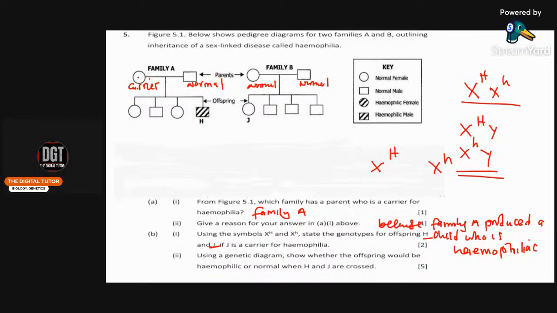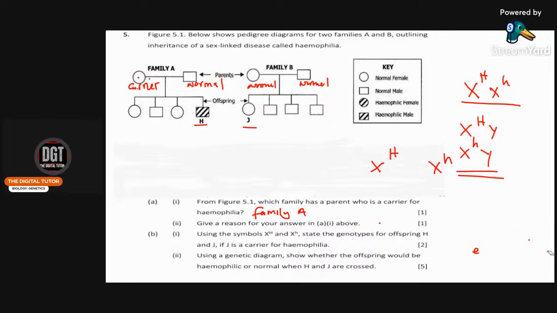So now they are saying, using the symbols, state the genotype for offspring H and J. Where is H? H is this one, then J is this one. So what are the genotypes for H and J? Listen very carefully. H is a male, so if it's affected, then the genotype is exactly X^h Y, because we said small h is hemophilic. There's nothing like a carrier in males. That is what you should know.